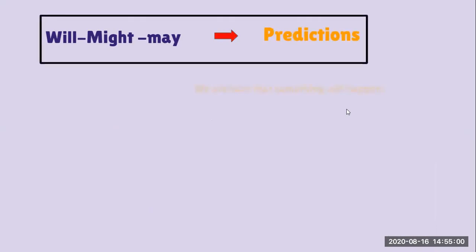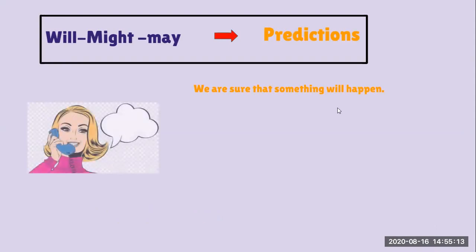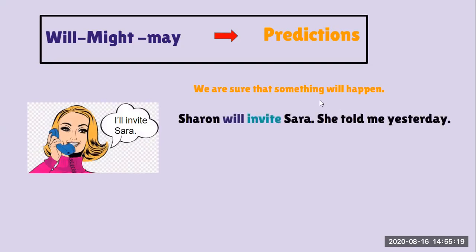Will, might, and may. Okay, we use these three modal verbs when we are talking about predictions for the future. For example, when we are sure that something will happen, we use will. For example, Sharon will invite Sarah. She told me yesterday. So we are sure about this because she told me yesterday. So we say Sharon will invite Sarah.